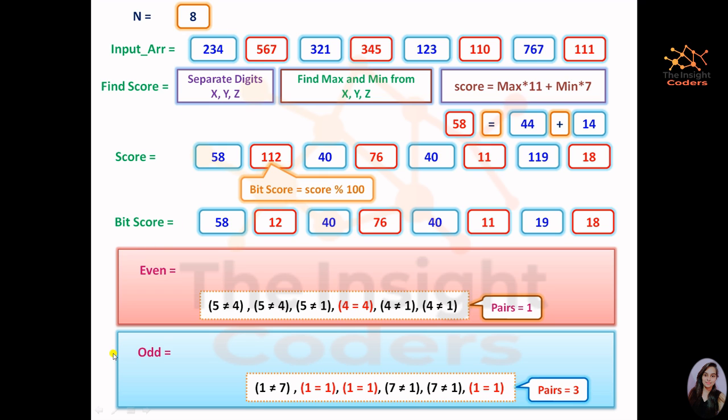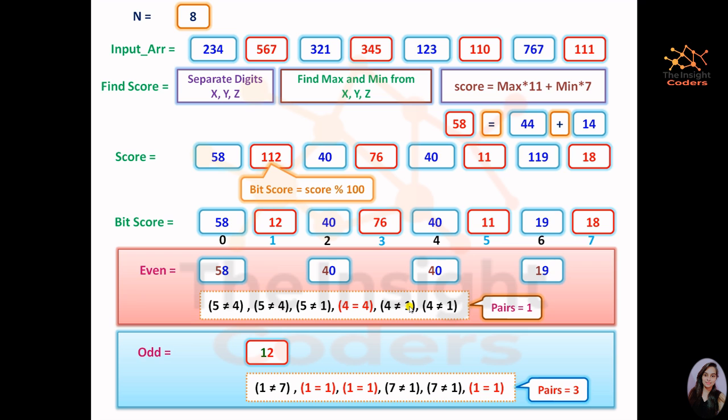The second task is to find the number of pairs. What is it? All you need is, here these are the indices of this bit score. If this is an array, then it would start from 0. So what are the even indices? 0, 2, 4, 6. So even ones are written here in the even list, while odd ones, that is 1, 3, 5 and 7, are written here in the odd list. Well, I have written this separately because I just want to explain the logic to you. What is the logic behind it?